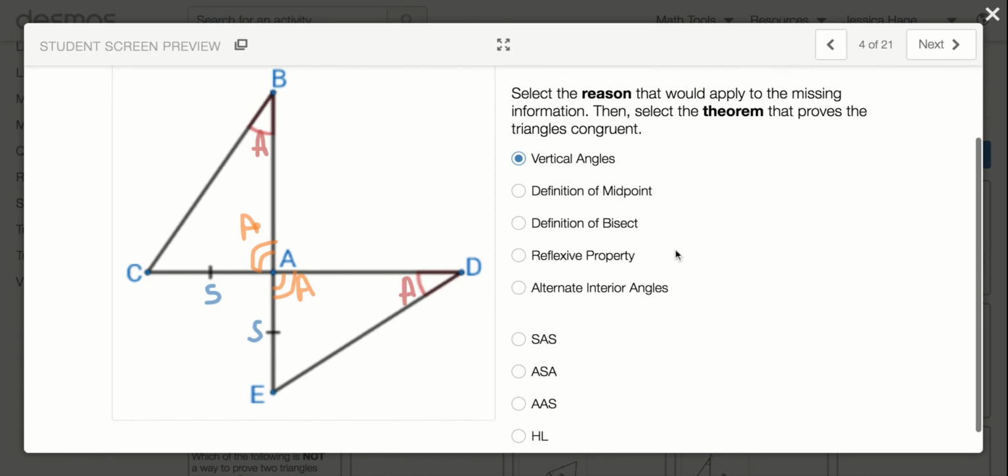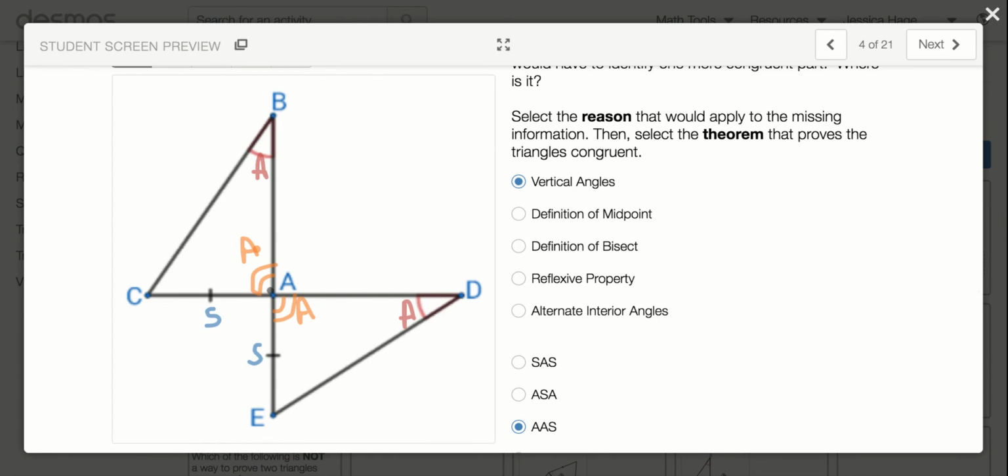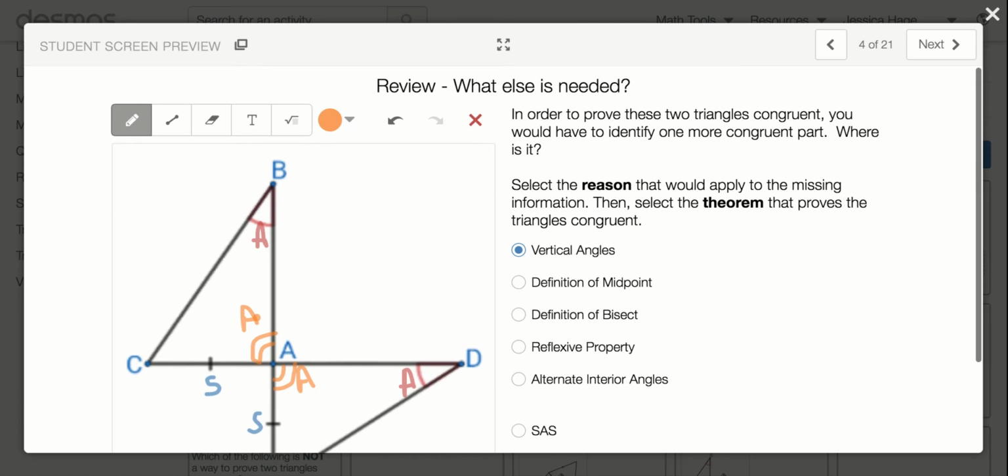And now we have enough information for angle, angle, side. Remember, if one of the angles is pulled off of the side, and it's not next to it, but it's away from it, this would be angle, angle, side. The side is not between the two angles. For it to be angle, side, angle, it would have to be BA and AD congruent to one another. So that's a review.